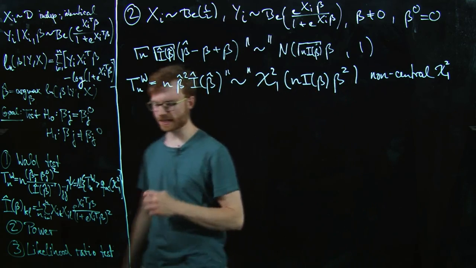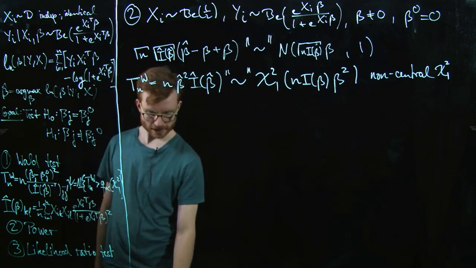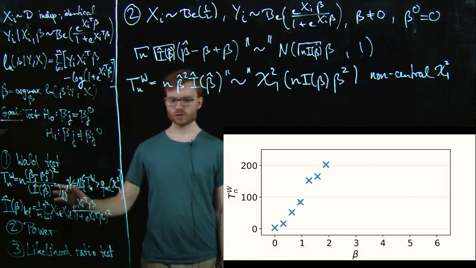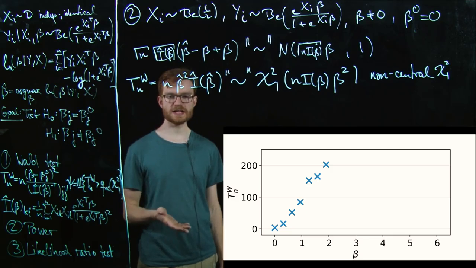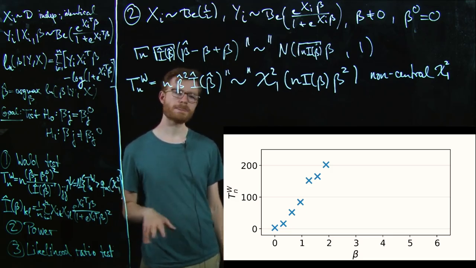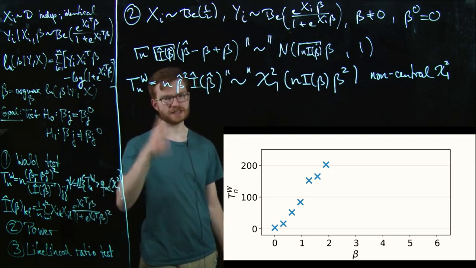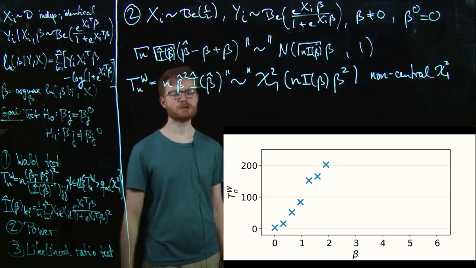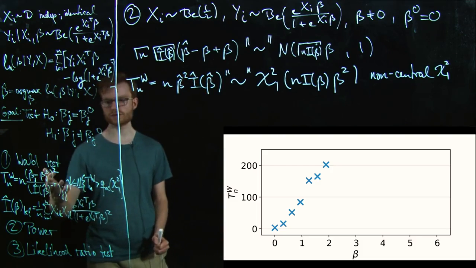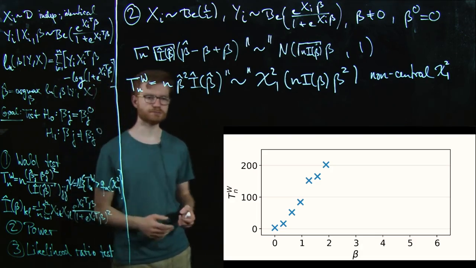So let's simulate some data from this. And I'm just going to plot the value of the test statistic here. So I start off with some beta. I choose n equals 1,000, so not small. And I plot my test statistic versus the beta. And you see that it nicely grows. It's a little bit harder to distinguish the values that are close to 0, close to beta naught, but the other ones grow. So that's cool.